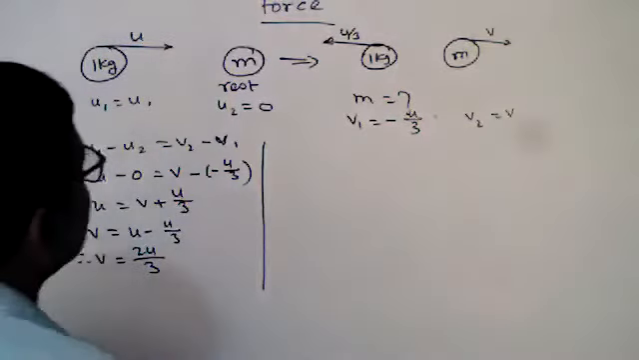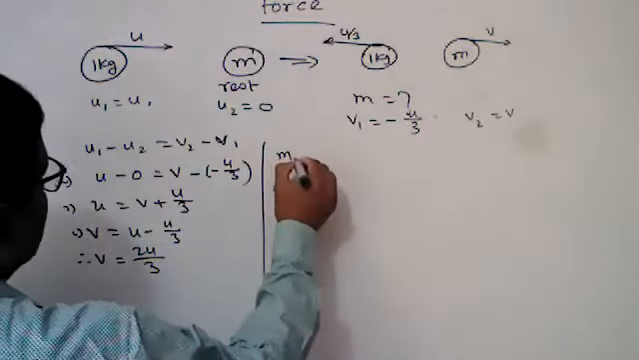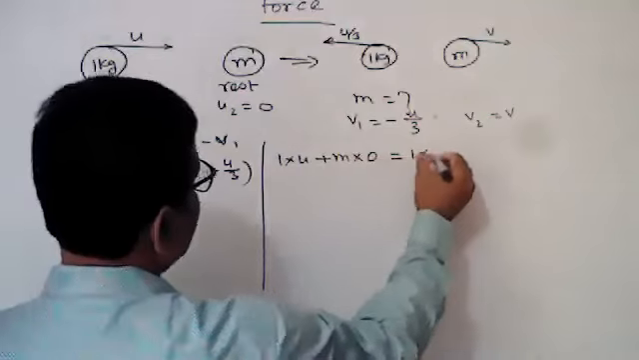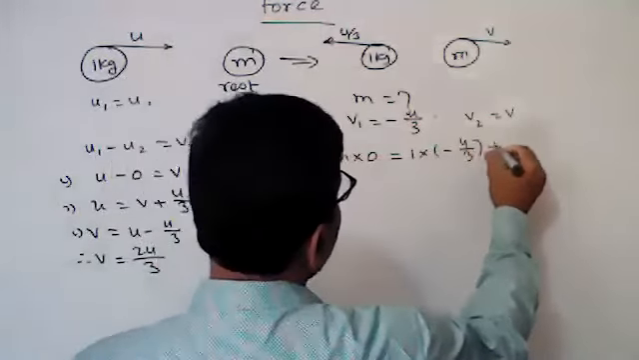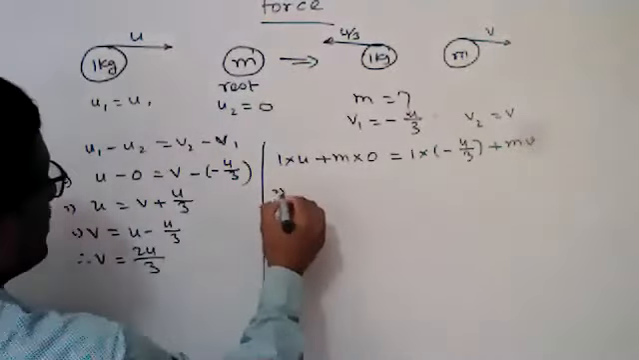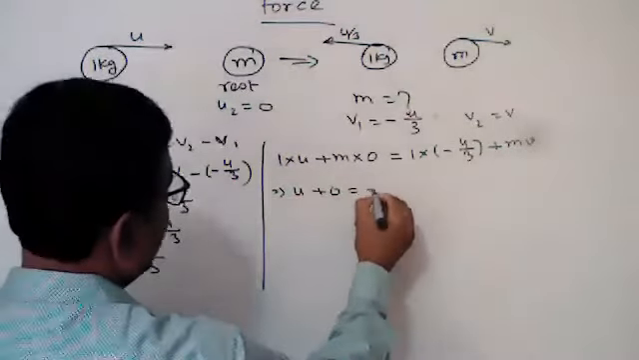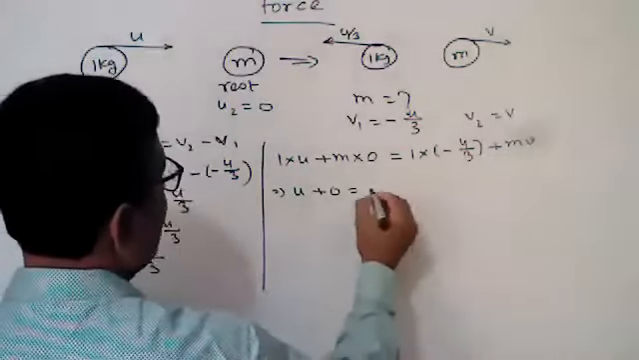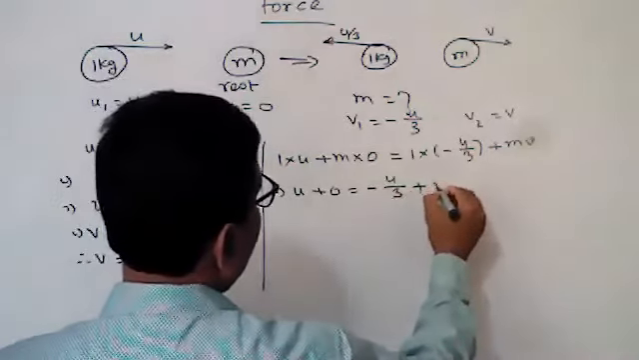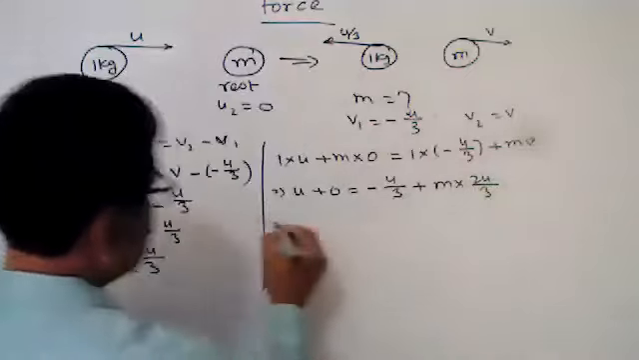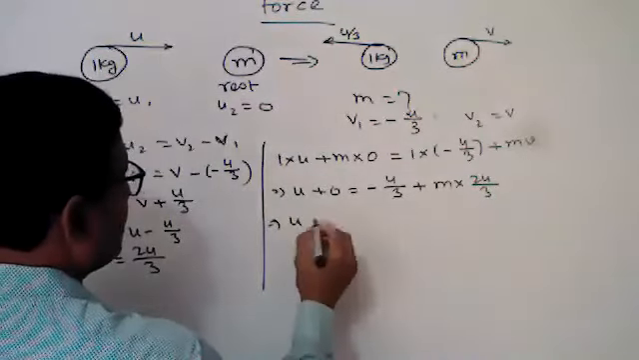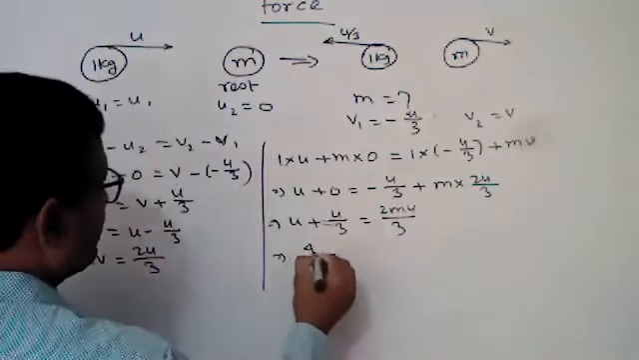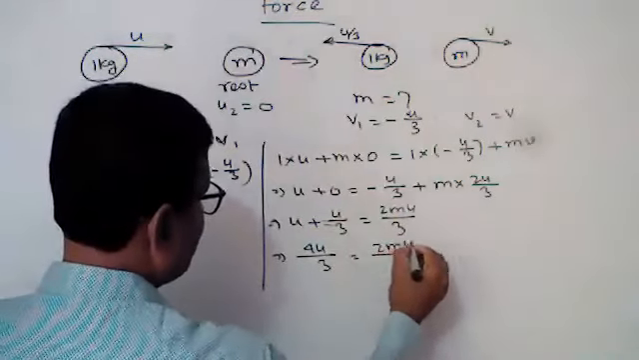This is the velocity. Now we can write m1 into u plus m into 0 equals 1 into minus u by 3 plus m into v. Now u plus 0 equals minus u by 3 plus m into 2u by 3. So u plus u by 3 equals 2m u by 3. So it will be 4u by 3 equals 2m u by 3.